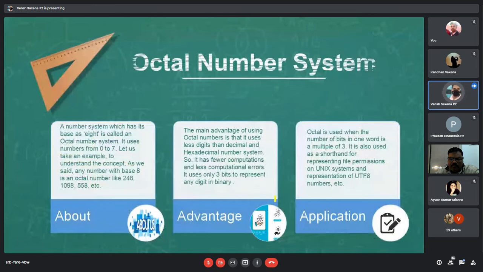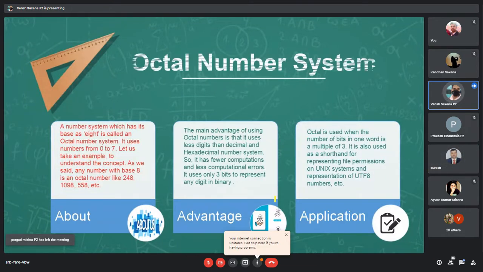Because here also no other digit is given except 0 and 1. Now directly moving on to the octal number system. Let's first briefly discuss the octal number system. A number system which has its base as 8 is called an octal number system. It uses numbers from 0 to 7. Let's take an example to understand the concept. Any number with base 8 is an octal number, while numbers like 248, 1098, 558 are not octal because they have digits 8 and 9.